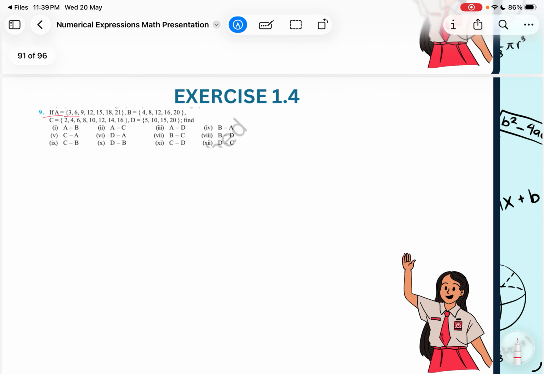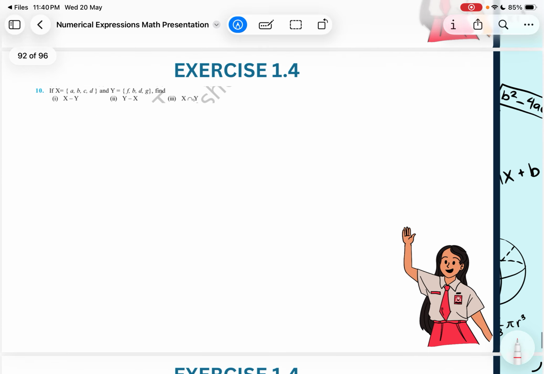Now question number 9. If A equal to {3, 6, 9, 12, 15, 18, 21} and B equal to {4, 8, 12, 16, 20}, find A minus B. A minus B means we have to remove all the elements which are there in B from A. So 12 is common, 4 and 8 are not there, 16 and 20 are not there. So A minus B equal to {3, 6, 9, 15, 18, 21}, right? This is also a very easy question.